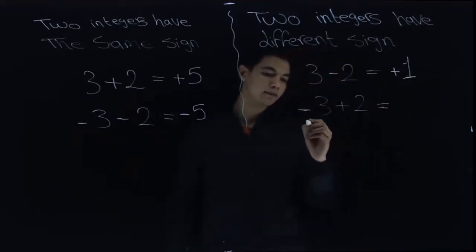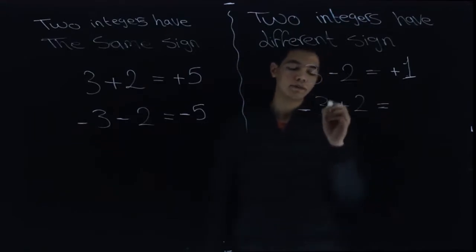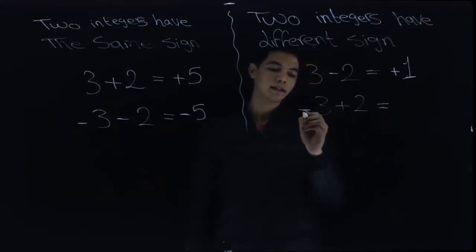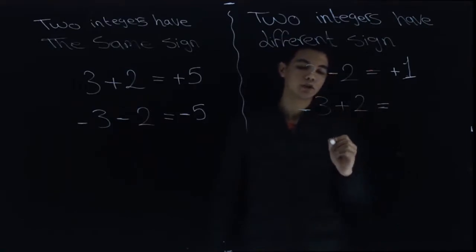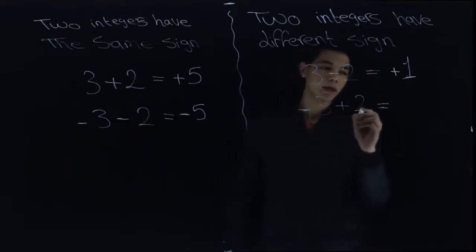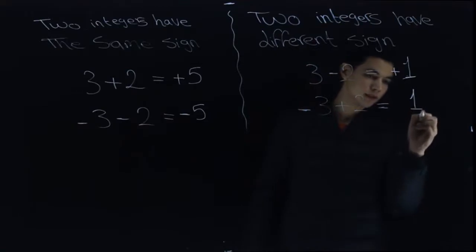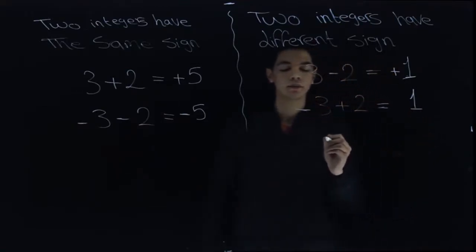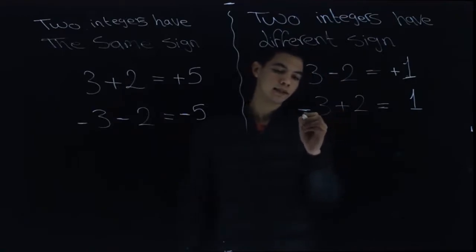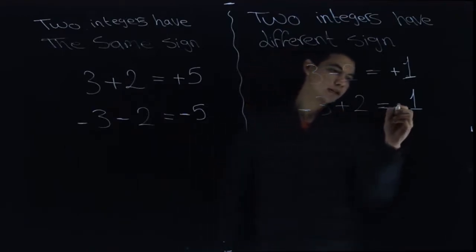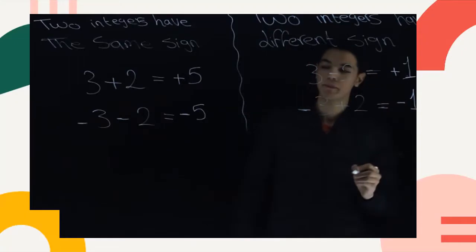Another example, we have negative 3 plus 2. The first integer has a negative sign, the second integer has a positive sign, so we subtract them. 3 minus 2 is 1 and we put the sign of the greatest number. The greatest number here is 3 with a negative sign, so the answer is negative 1.